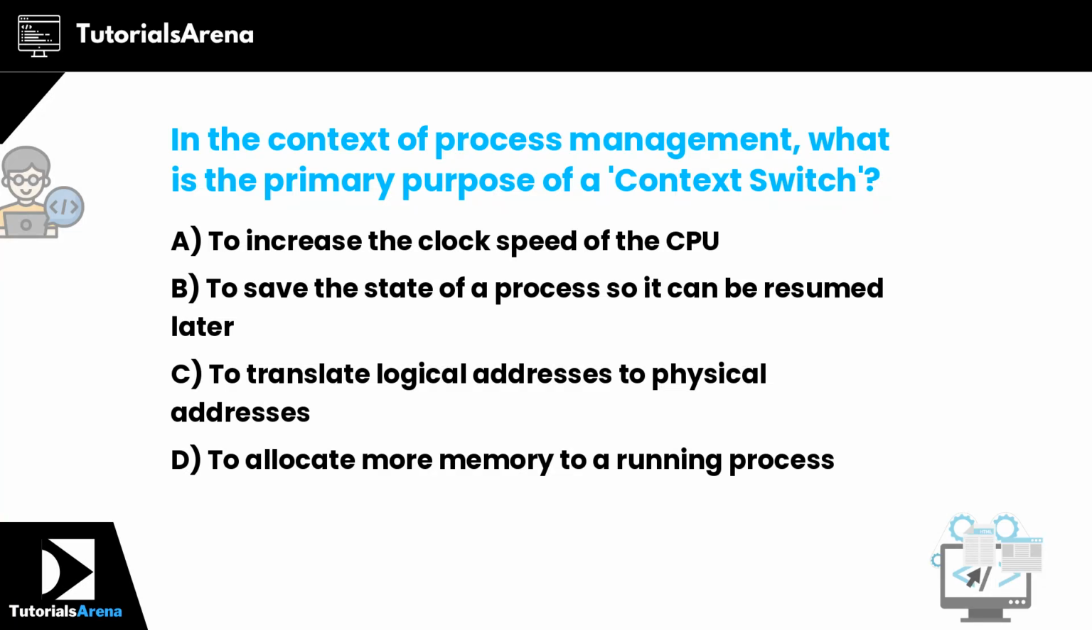In the context of process management, what is the primary purpose of a context switch? The correct answer is option B, to save the state of a process so it can be resumed later.